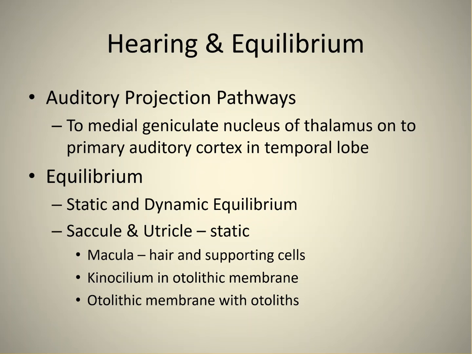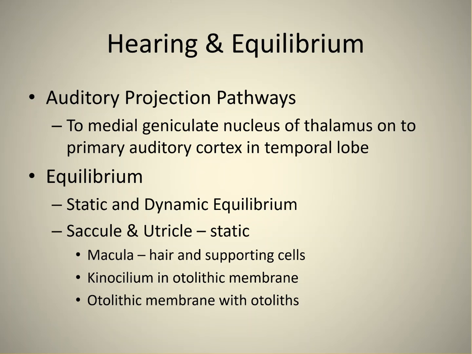Static equilibrium is just really remaining upright and not falling over. And dynamic equilibrium is movement of your head. And in the vestibule, there's two parts called the saccule and the utricle. The static equilibrium, and there's something called the macula, and there's hair cells and supporting cells, very similar to the hair cells in the cochlea that are receptors for audition.